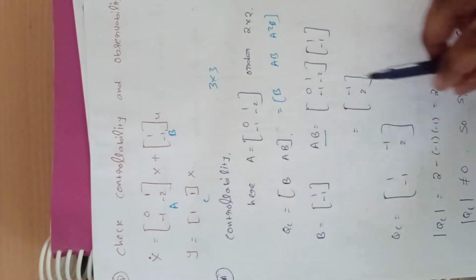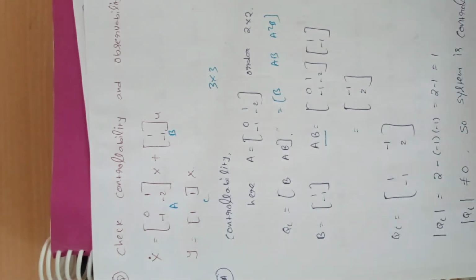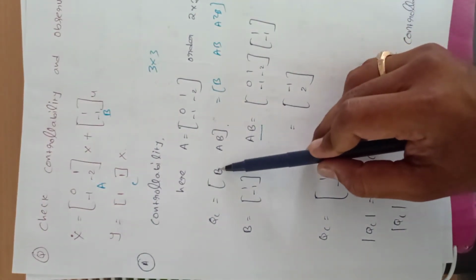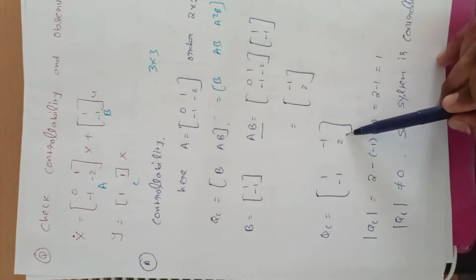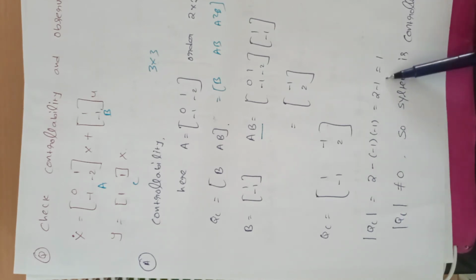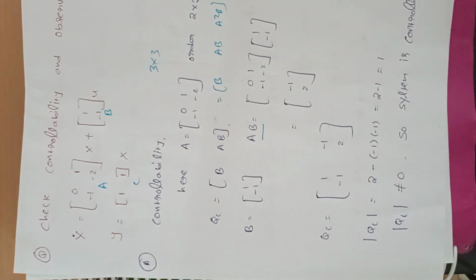When you multiply AB, your AB value equals -1 and 2, right? So just substitute these two values in QC, that is the controllability matrix: 1, -1, -1, 2. Now the determinant of QC equals 2 minus 1, that equals 1. So it is not equal to 0, so the system is controllable.